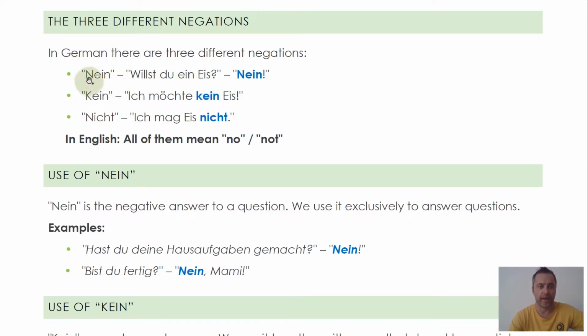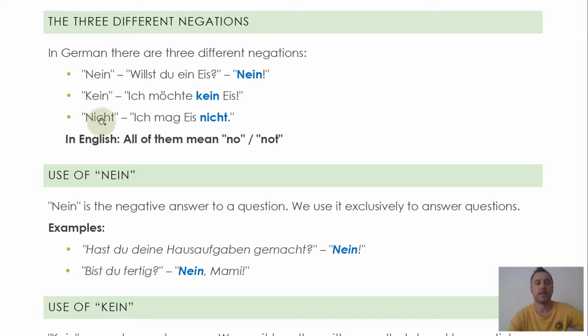So we have no for the first thing. Nein. This is just no. Willst du ein Eis? Do you want ice cream? Nein. No. We also have kein. Ich möchte kein Eis. I don't want ice cream, or I want no ice cream. Both translations would work for this sentence.